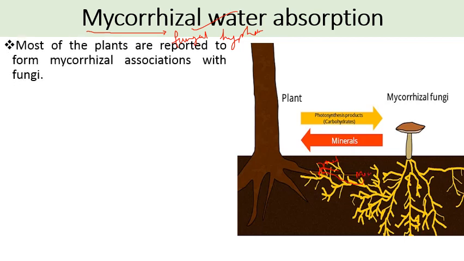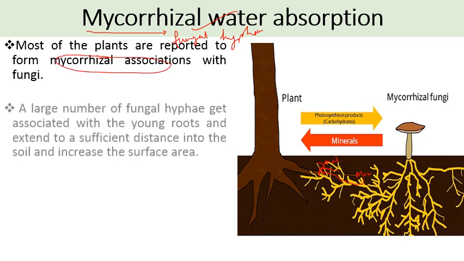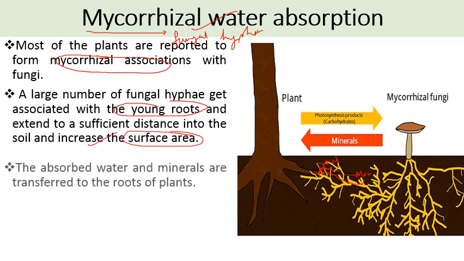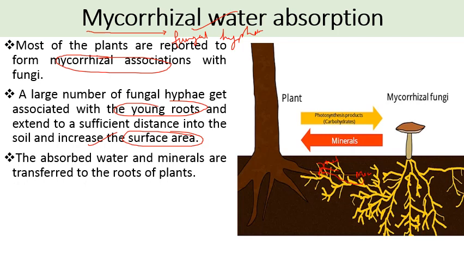Most plants are reported to have mycorrhizal association with fungi. A large number of fungal hyphae get associated with the young roots and extend to a sufficient distance into the soil and increase the surface area for water absorption. The absorbed water and minerals are transferred to the roots of the plants, and in return the fungi get food from the plants.